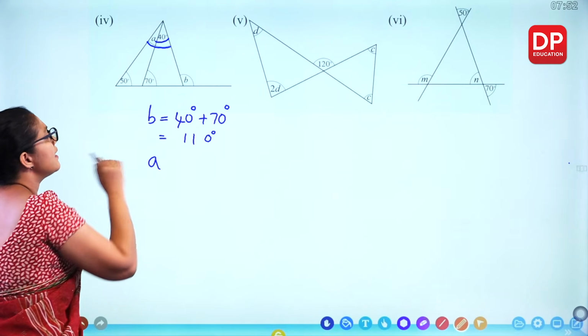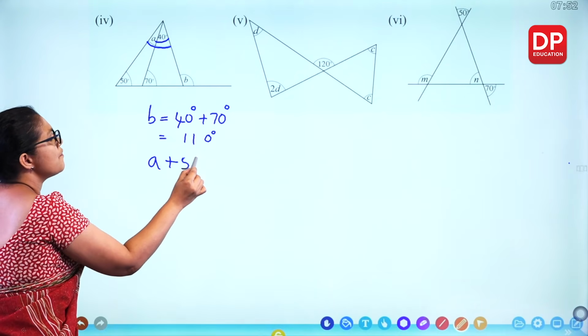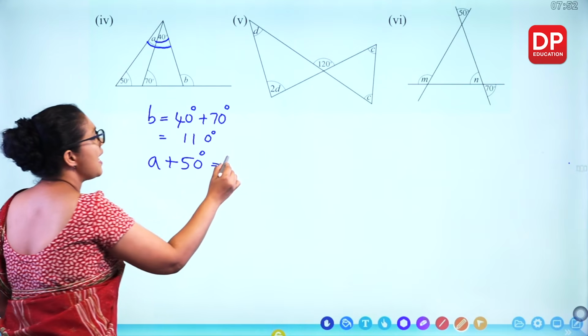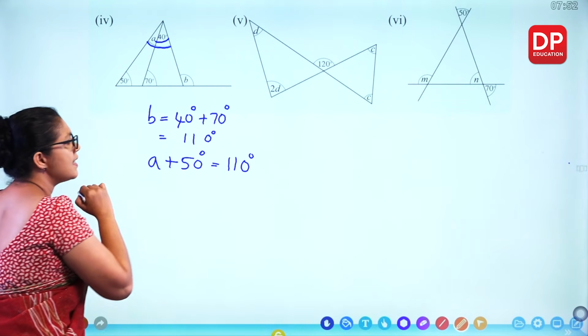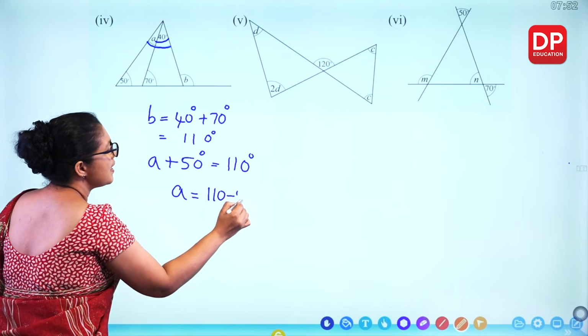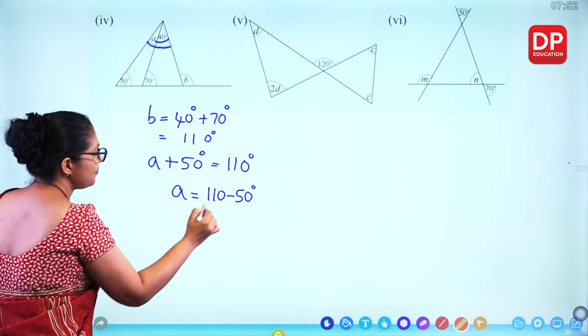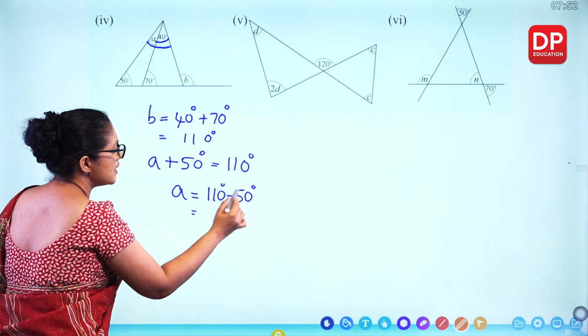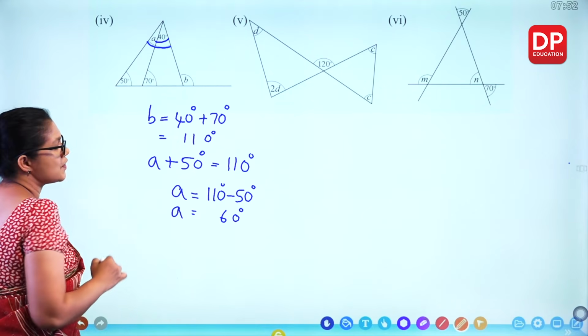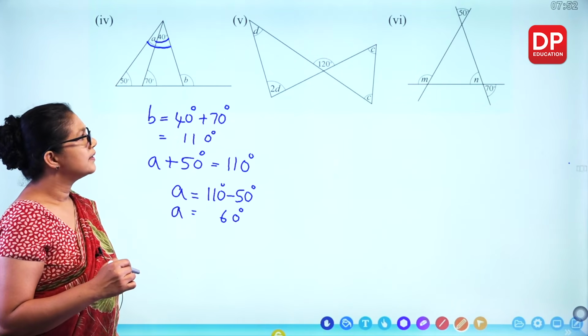After you get this one as 110, I can write A, the full angle. So the full angle A plus 50 degrees should be equal to the B angle. B angle we found, that's 110. So A is equal to 110 minus 50. You get 60 degrees for A angle.